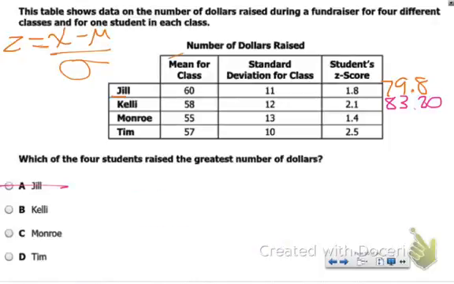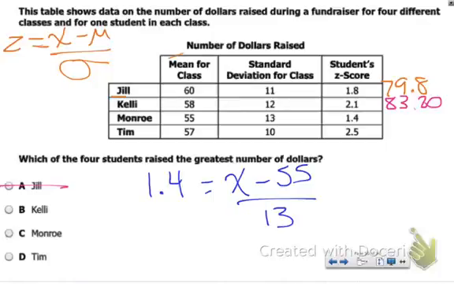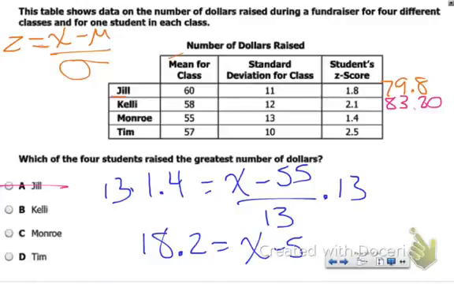Okay, now for Monroe we have z-score of 1.4, mean of 55, and standard deviation of 13. Again, multiply by 13 on both sides. And we get 18.2 equals x minus 55. Okay, and he sold $73.20. So we know it's not Monroe because that's the lowest so far.